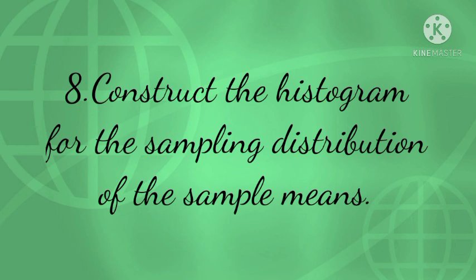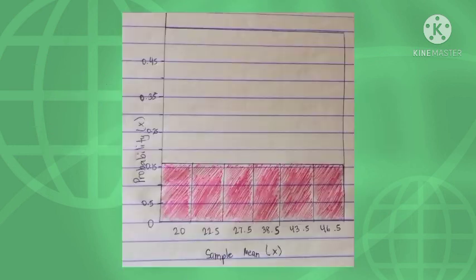In this last step, we are going to construct the histogram for the sampling distribution of the sample means. So this is my histogram. As you can see, my histogram is flat because of the consistent probability of 1/6 in my sample means.